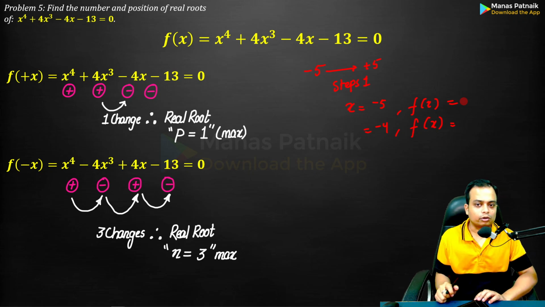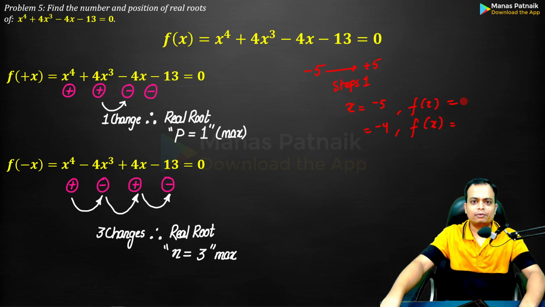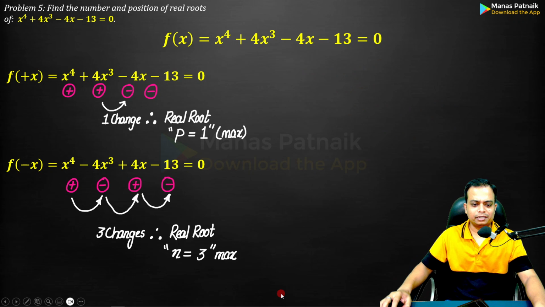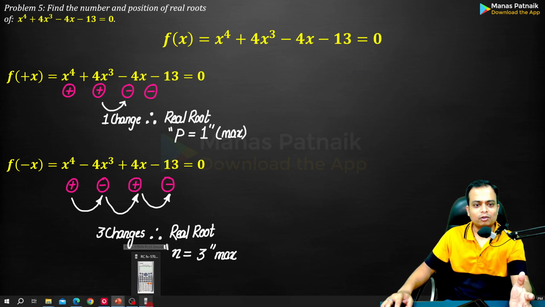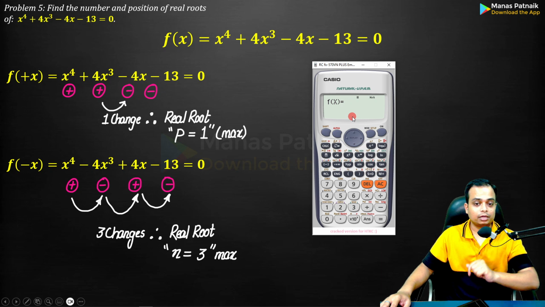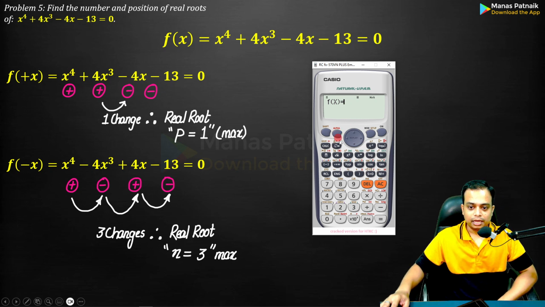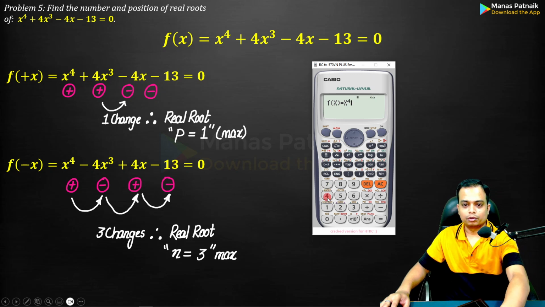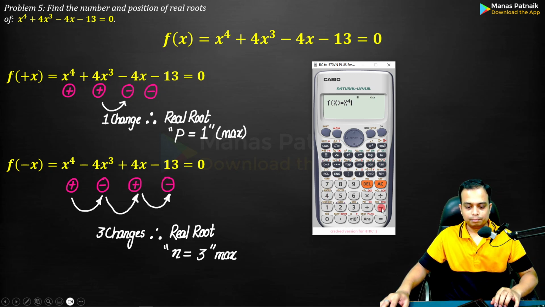But sir, this is going to take a lot of time. You have a calculator, don't you? Use it. You have invested almost $1,000 on your calculator. Use it. Hit on mode. Hit 7 for table. F of x. Write down your equation. Sir, our equation is x to the power. Oh, okay. Minus. Not minus, sir. This is actually, how can I delete this?